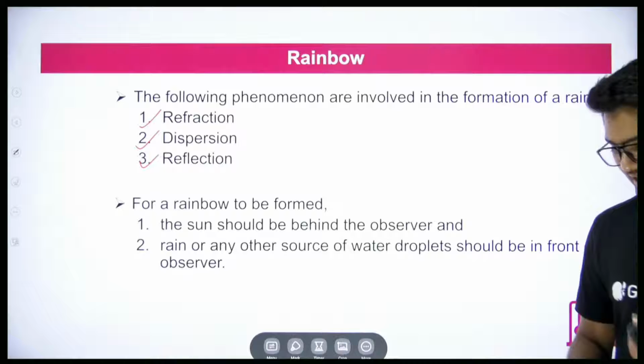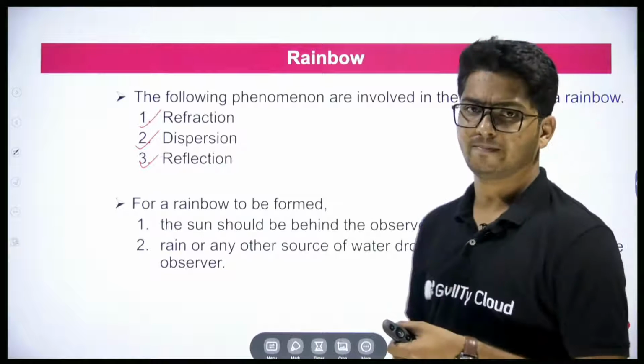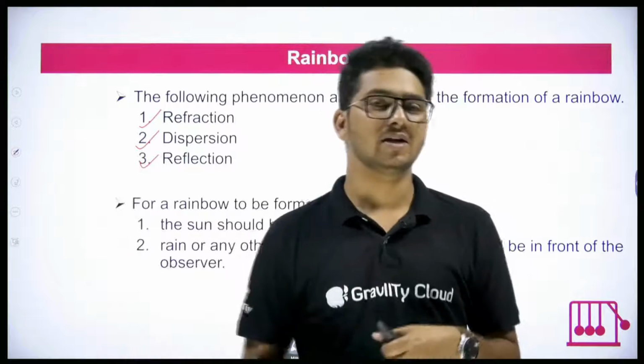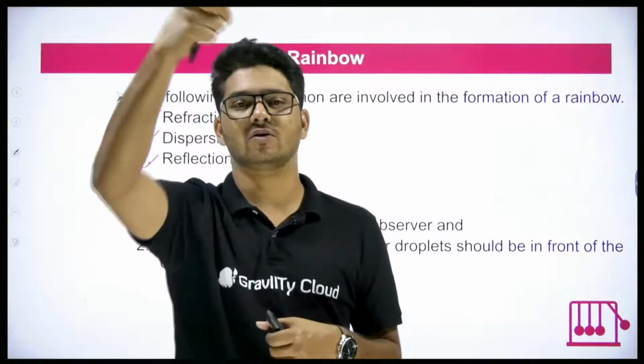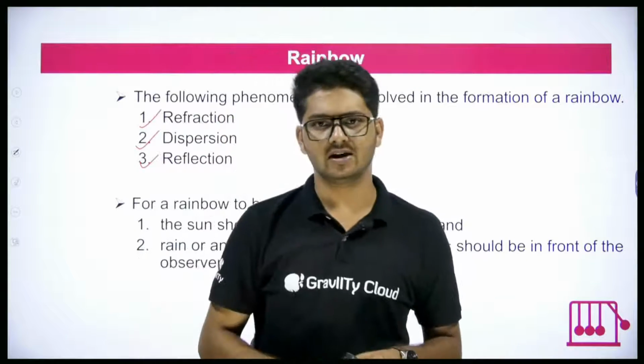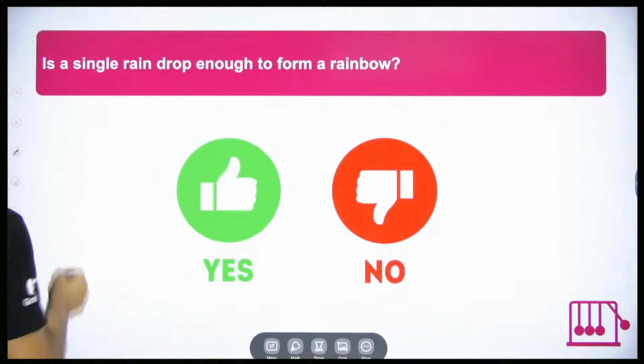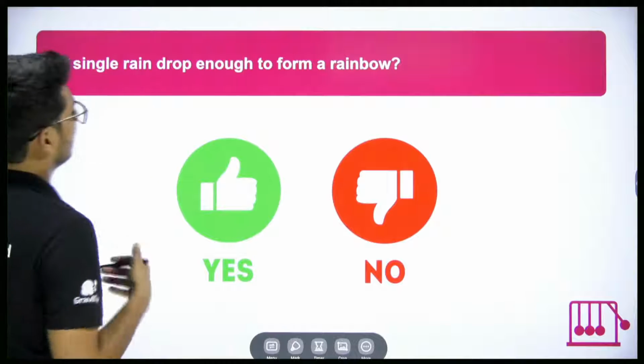Okay, good. So we understood how a rainbow is formed. We understood the conditions required: the sun and the rain. The sun should be behind, rain should be in front of us. Clear? Good. Now, there is an interesting question. The question that we postponed, now it is here.